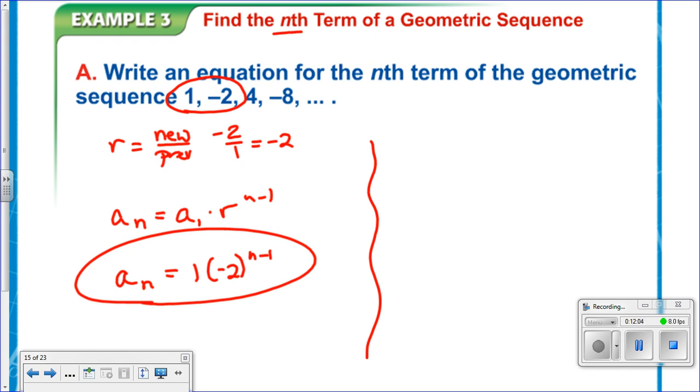Your recursive formula would look like this. A sub 1 is equal to 1. A sub n is equal to a sub n minus 1 times, there again, probably should use parentheses, (-2). That's it. It just says take the term right before it and multiply by negative 2.